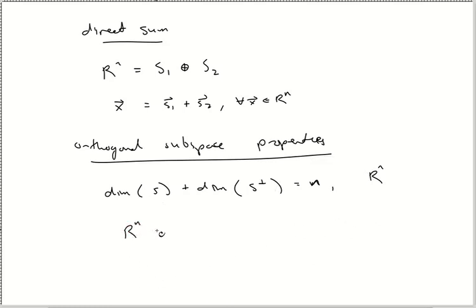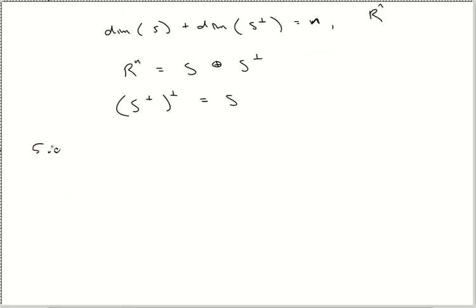We have Rn is equal to, oh, I just said this a second ago. Whenever you have the orthogonal complement and you do your direct sum between them, you get Rn. And if you take the complement of the complement, you get your original. So those are some properties for you. Let's do a proof.